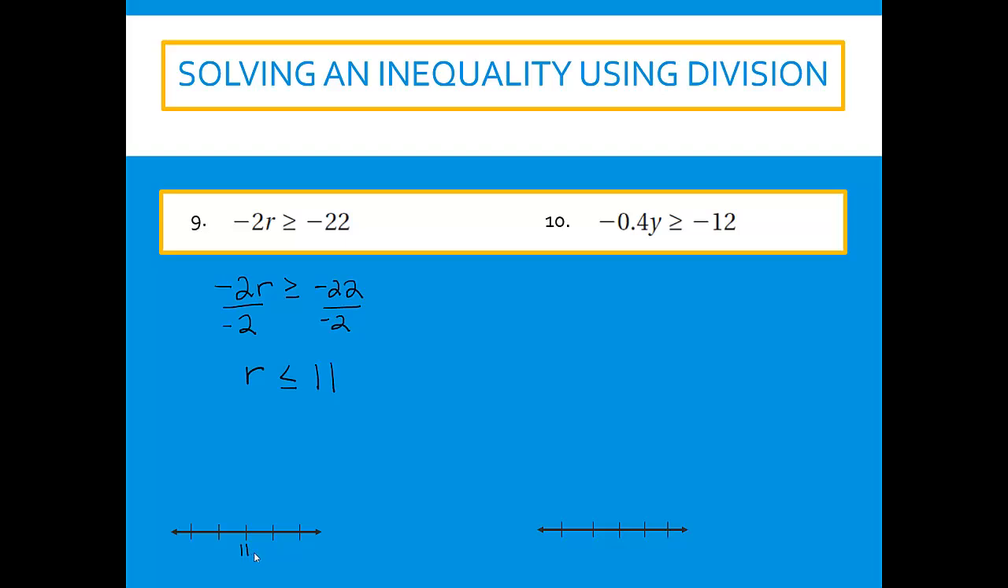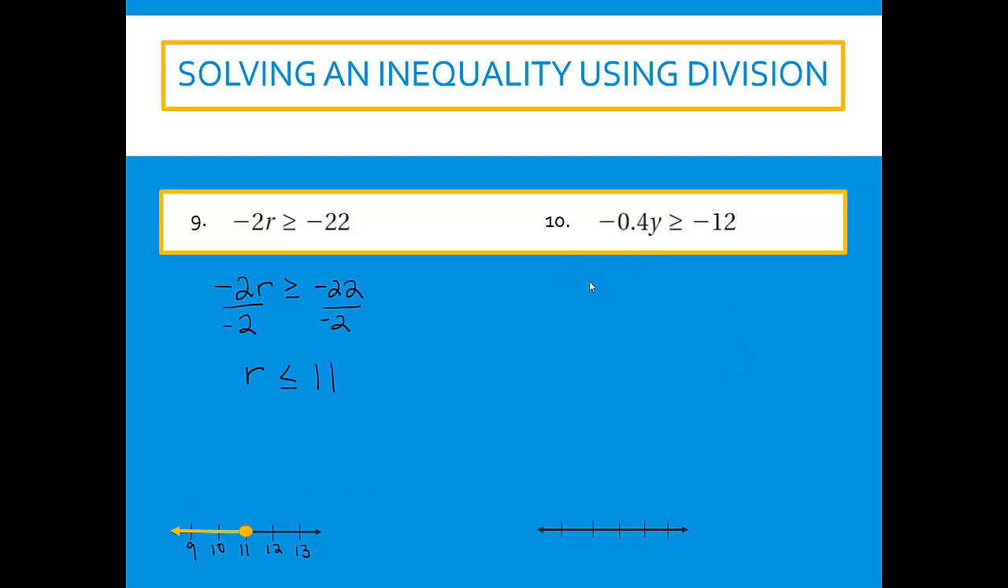So we have 11, and then to the right we have 12 and 13, and to the left we would have 10 and then 9. Our symbol is less than or equal to, which tells us we have a closed circle at 11. And then the numbers less than or equal to 11 will be the numbers to the left. So we'll shade to the left.